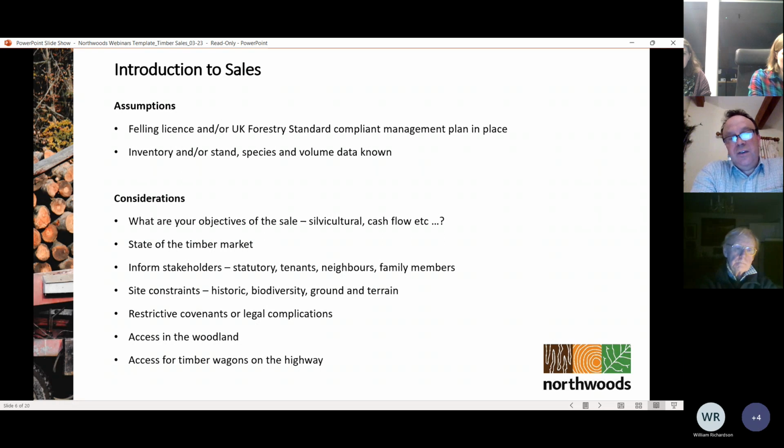Or is it a clear fell? Some growers come to me and they've spent 50 years growing a forest, they've thinned it 3 or 4 times and they've made the decision they want to clear fell it, and this is the time when they're going to cash their timber crop in. So consider your objectives, because that has an influence on the type of sale and the audience to which the parcel is advertised. It's a good idea to understand the state of the timber market, particularly if you're in what we call a marginal location.